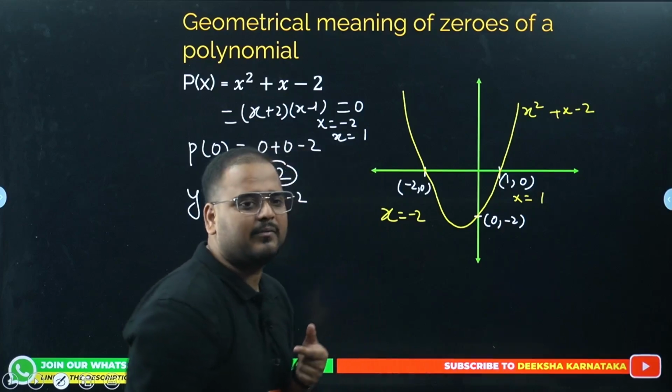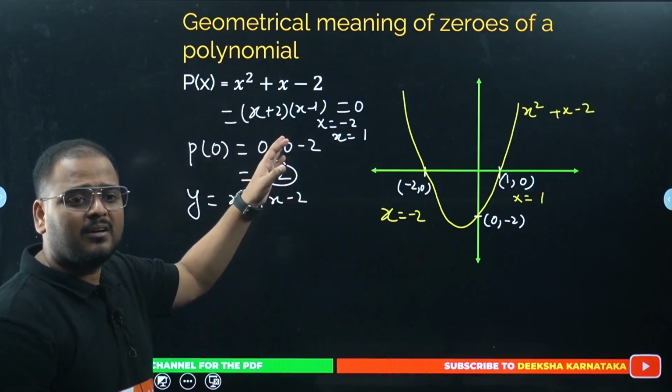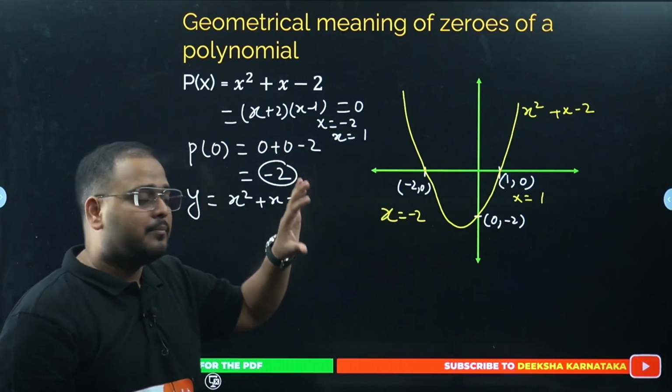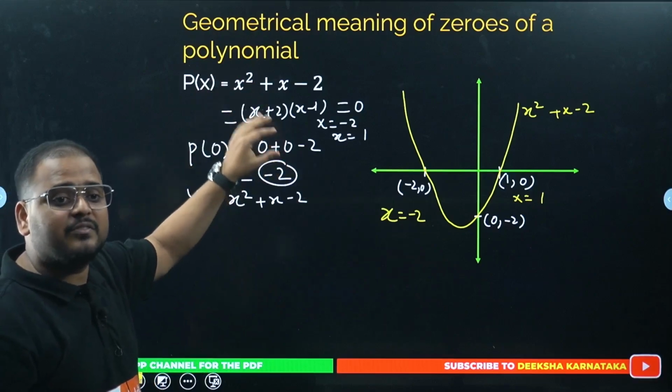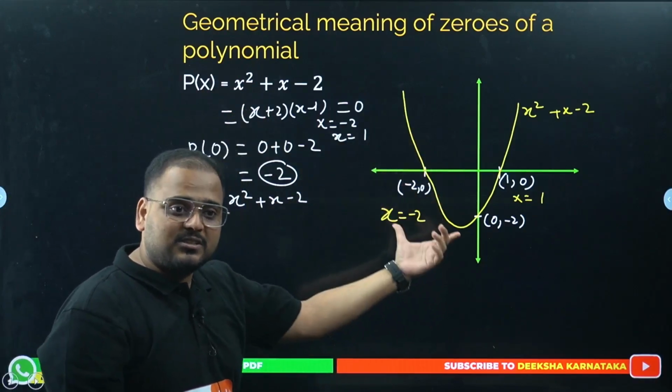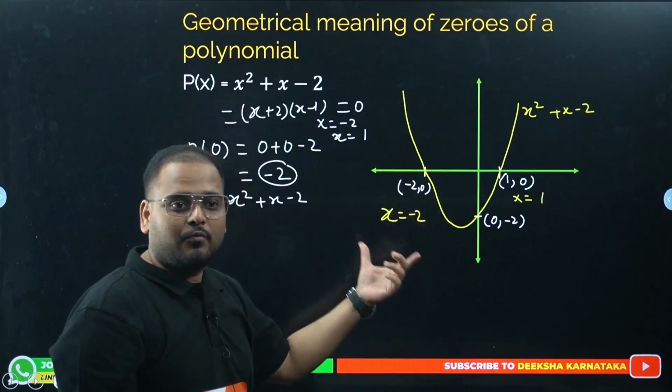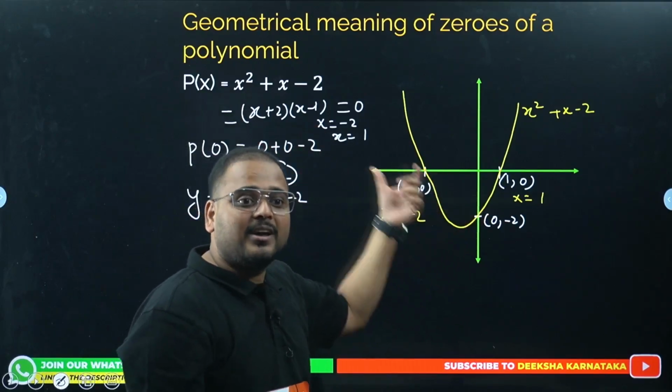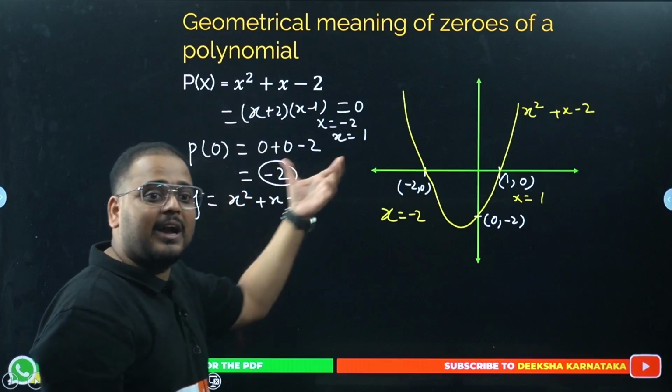Now some people might have this doubt: sir, you already found it, then why are you doing this again? Beta, this will not be given. We don't have to do this. The graph will be given. For me to draw this graph, I took this way to solve for the zeros and come to this point.